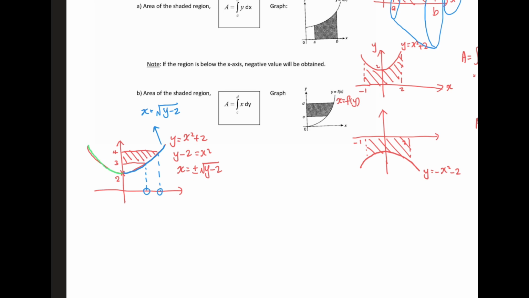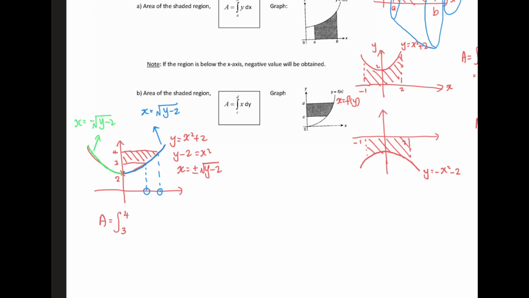Okay, let's say I use another color. This side, it is negative square roots of y minus 2. So we have the positive part of the graph and negative part of the graph. So we have two parts. Okay, so we have to take the blue one. So we integrate like this.